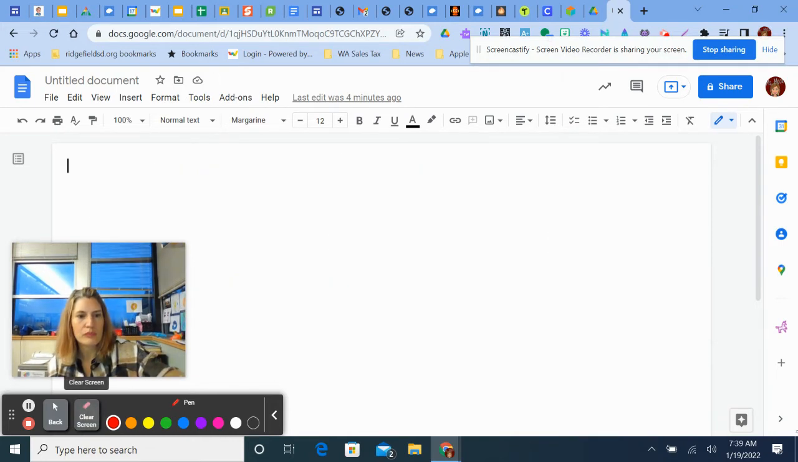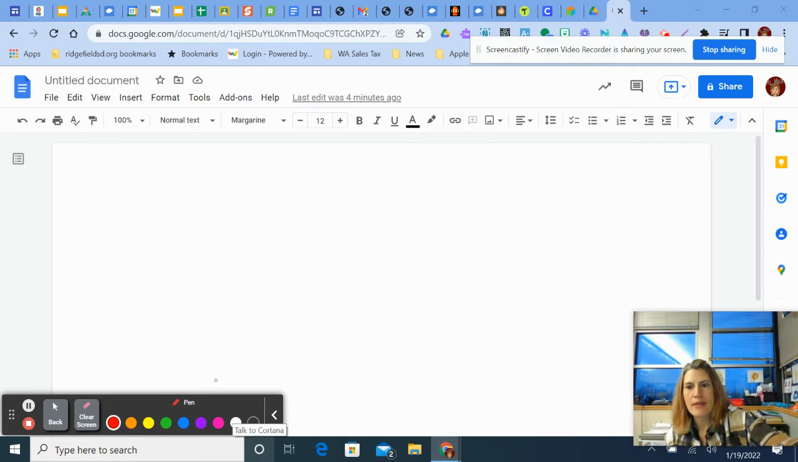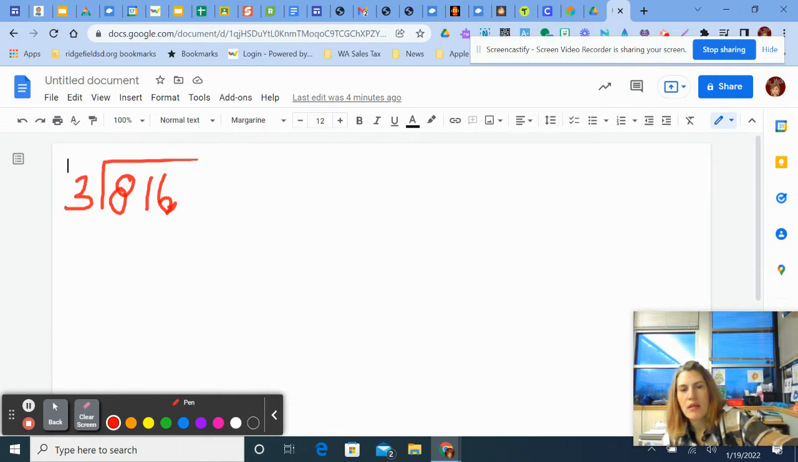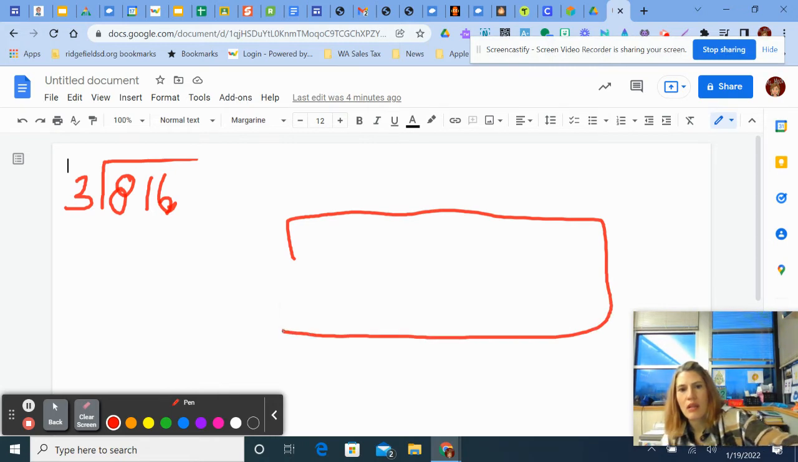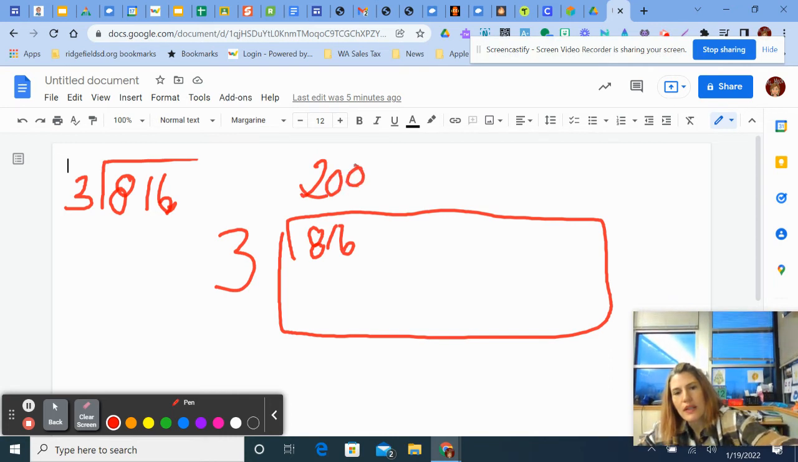Let's do another one. So again, let's do 816 divided by 3. So I'm going to have my box. Okay, I'll have my 3, and I'll have my 816 in the first one. So 3 times 2 is 6. So if I wanted 200, I would get 600. So I'm going to put my 200 up here. I could say 3 times 200 is 600. And I subtract it, and I have 216.